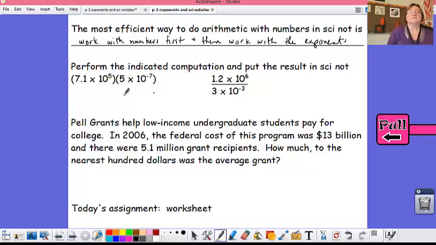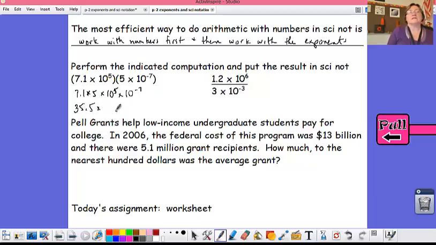All right, got a couple of problems here that I'd like you to try that on. It says that we want to do the indicated math and put the result in scientific notation. So really what we need here is number times number, 7.1 times 5. See, this is all hooked with multiplication anyway. Then times 10 to the 5th times 10 to the negative 7. And I probably will not write that out again like that, but I just wanted us to be clear what we're doing. 7.1 times 5 is 35.5.